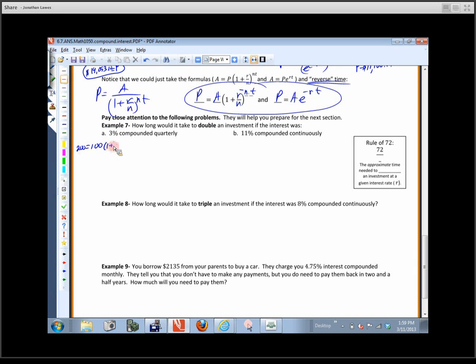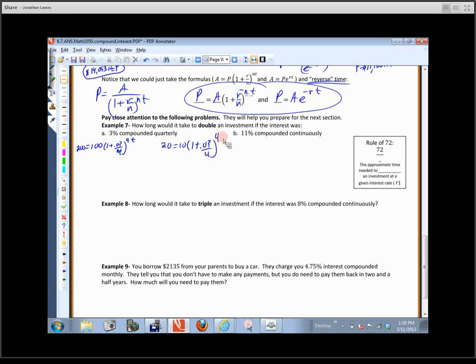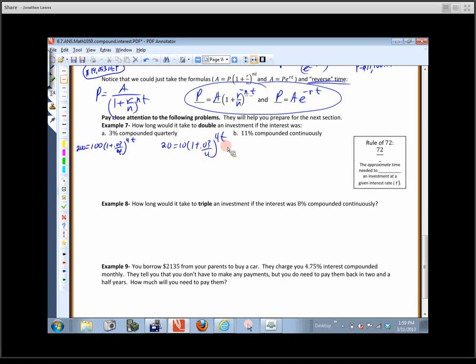That's going to be 1 plus 0.03 divided by 4 in this case. Okay? 4t, because we don't know the time, right? Would you guys over here, let's put in $10. When you're done, you should have $20, right? This is going to be 1 plus 0.03 divided by 4 raised to the 4 times. Well, we don't know how much time, so let's put that in.